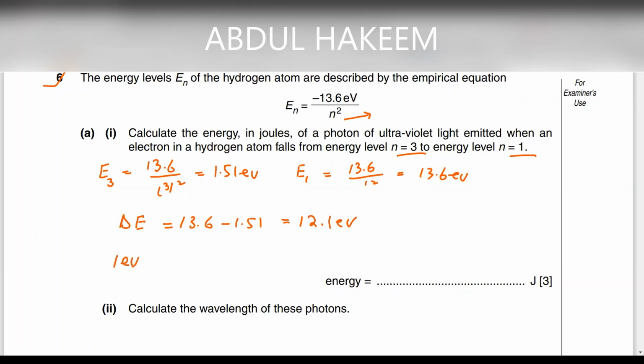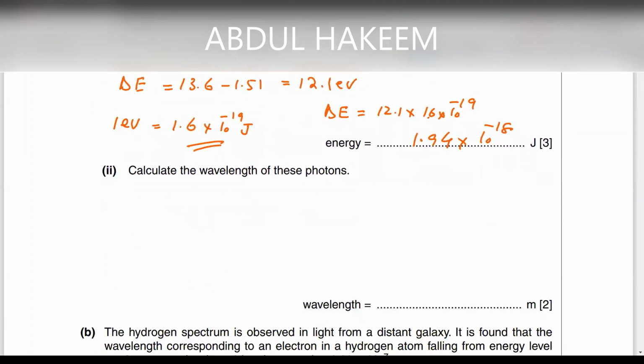And then we will convert this into joules. Do remember, 1 electron volt is 1.6 into 10 power minus 19 joule. You have to remember this. So the energy of the photon is 12.1 times 1.6 into 10 power minus 19. After calculation, it comes to 1.94 into 10 power minus 18 joules. So this is the answer.